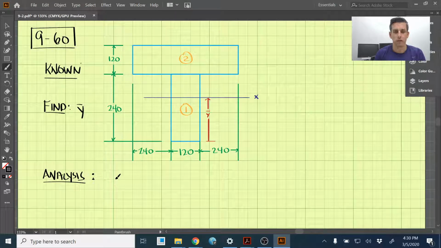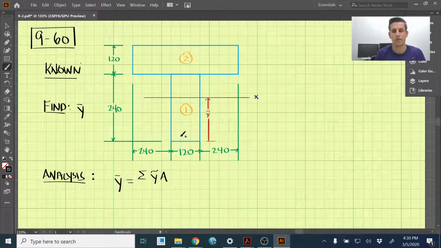And the equation, remember, for composite shapes is y bar equals the summation of y tilde times A. So that is the centroid of each one of these shapes times the area of that single shape, and we take the sum of those divided by the sum of all the areas. So we would sum up both those areas.